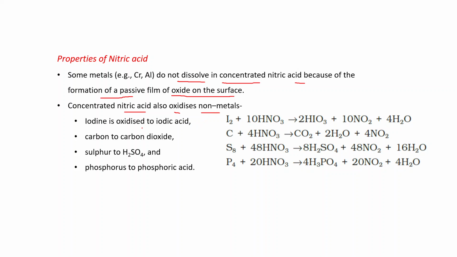Okay, but concentrated nitric acid also oxidizes nonmetals. See, iodine is oxidized to iodic acid. This is I2 when it reacts with HNO3. This is HIO3, iodic acid. And HNO3 itself converts into NO2. Carbon converts into carbon dioxide, CO2, and again HNO3 will convert into NO2. Sulfur is oxidized to H2SO4 and HNO3 will convert into NO2. Phosphorus will oxidize to phosphoric acid. P4 gives phosphoric acid, H3PO4, and this HNO3 is converting into NO2. Clear?